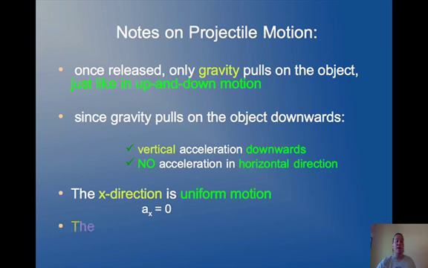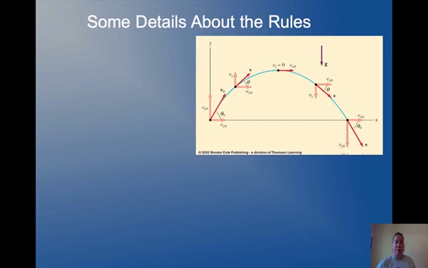X is uniform, there's no acceleration, so a_x equals 0. And the y direction is free fall, so a_y equals g. And of course we know that that's negative 9.81 meters per second squared. Okay, let's write both of these down. Again, pause it if you didn't get all of this written down.